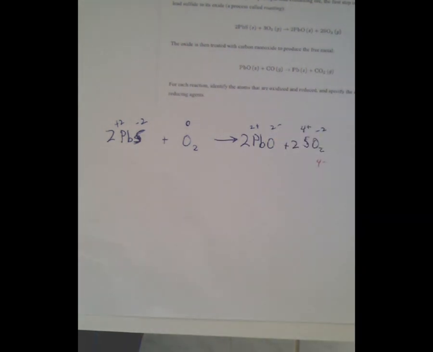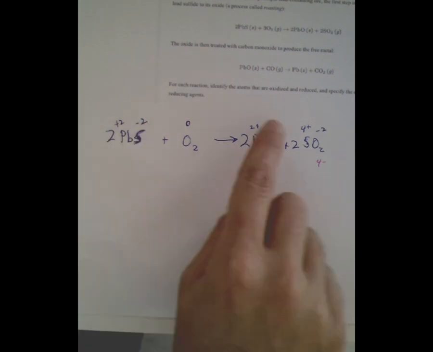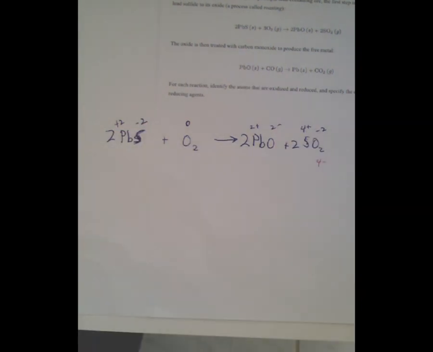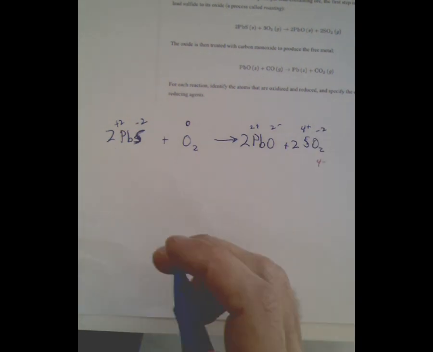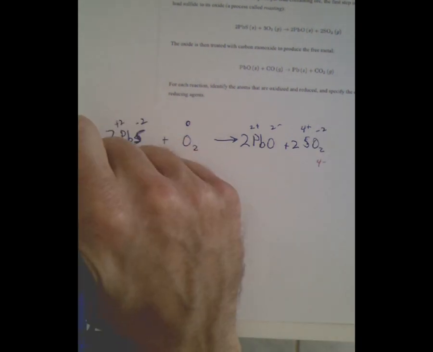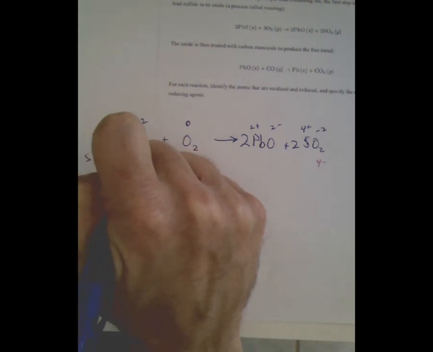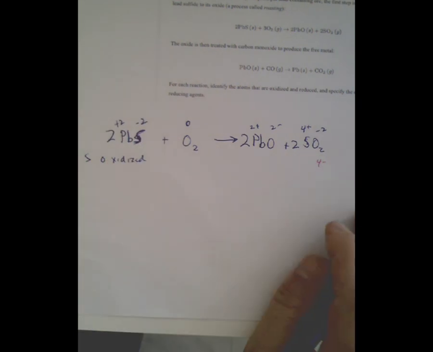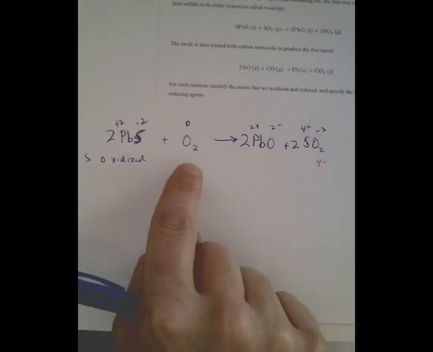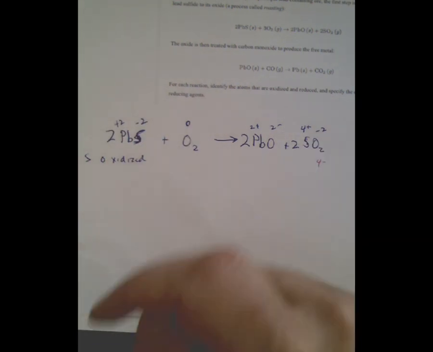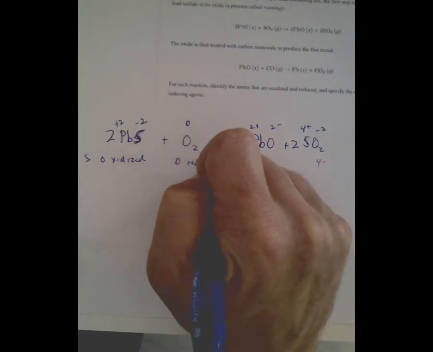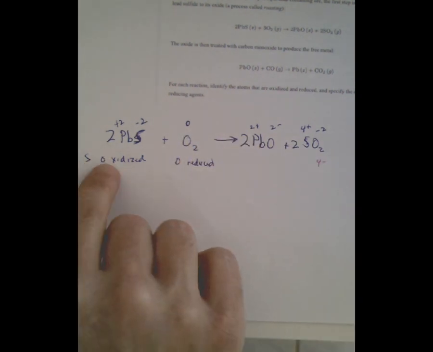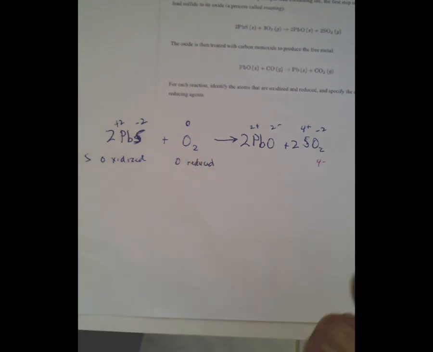Okay, so now let's take a look at what's actually changed. The sulfur has gone from 2- to 4+. It has gotten more positive. So that means the sulfur, if it's going to go from negative to positive, has lost electrons. So the sulfur is oxidized. Now let's take a look at the oxygen. It's gone from 0 to -2. It's gotten more negative. So that means the oxygen has been reduced. Remember, reduction is gain. Think of OIL RIG. Oxidation is loss. Reduction is gain.